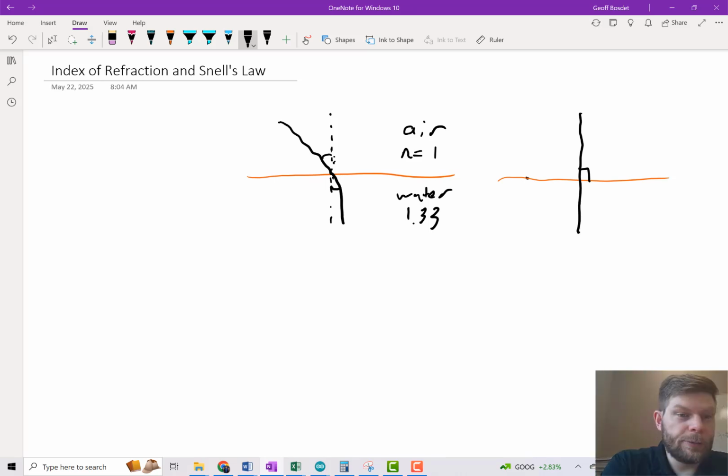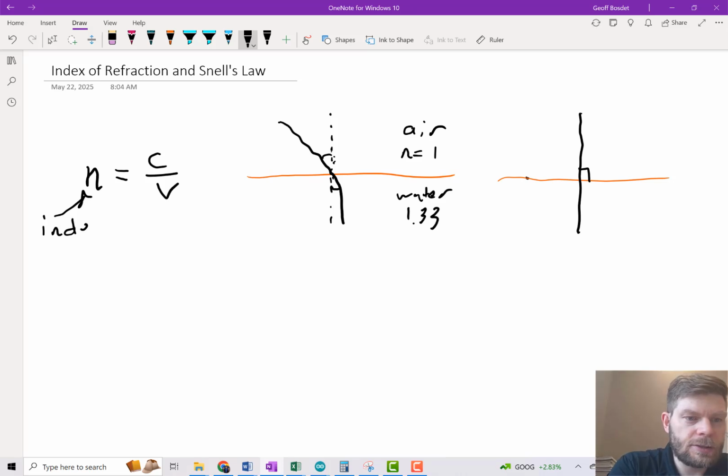Now, your standard formula is this guy. This is the way it'll show up on your formula sheet. This is saying your index of refraction, which is just a measure of how slow light travels through the stuff. So, how slow does light travel through it?